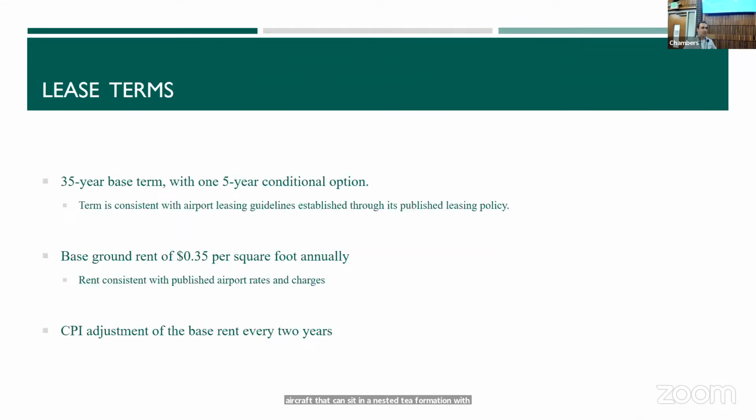In terms of the proposed lease terms that we're looking at here, the proposed ground lease does carry a 35-year base term with one 5-year conditional option. That's consistent with the airport's leasing policy, the overall guiding document that we have, and also carries a base ground rent of 35 cents per square foot annually. That's consistent with our current published rates and charges at the airport. The lease also carries CPI adjustments on a biannual basis.